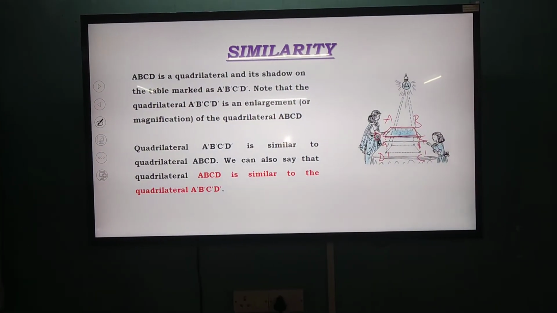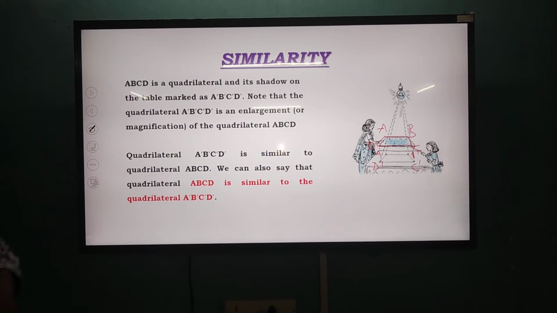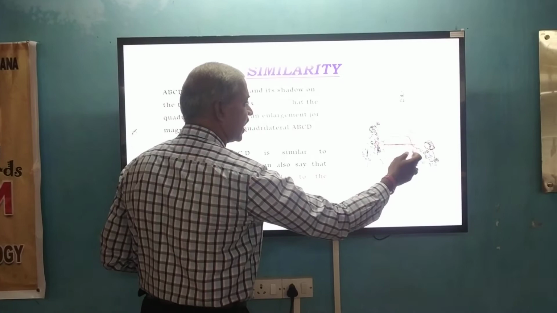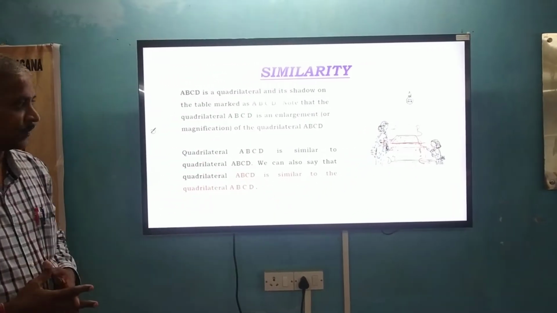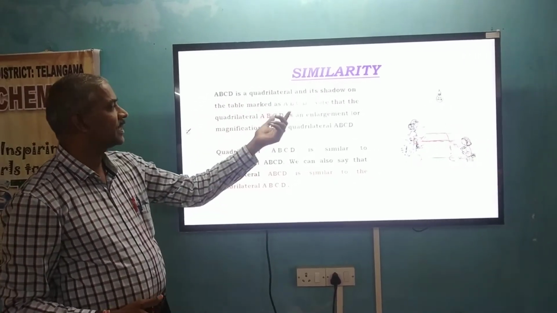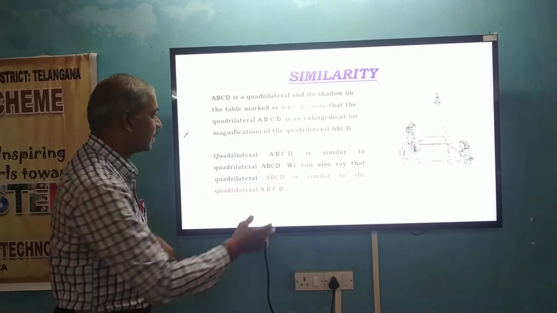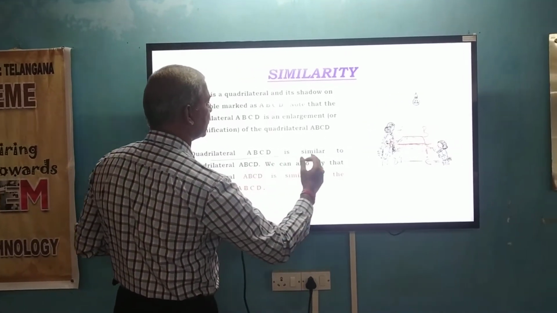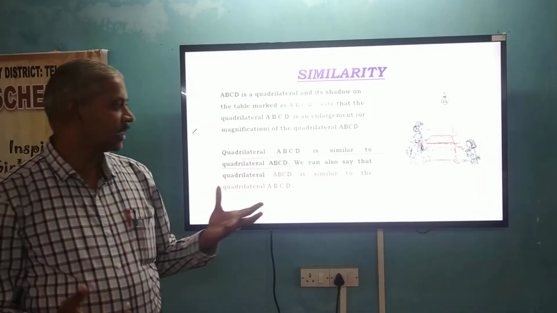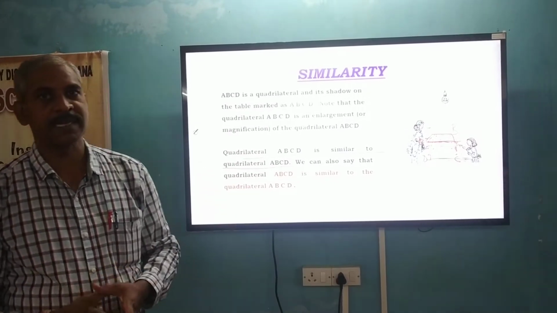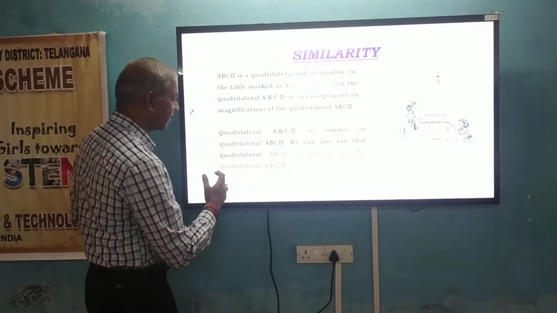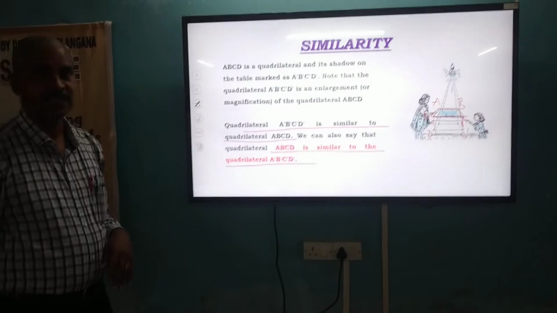If you observe, these two are similar. This quadrilateral ABCD and its shadow A'B'C'D' are similar because they have the same shape, though the size may be different. That is why those two are similar. So we say that ABCD is similar to quadrilateral A'B'C'D'.